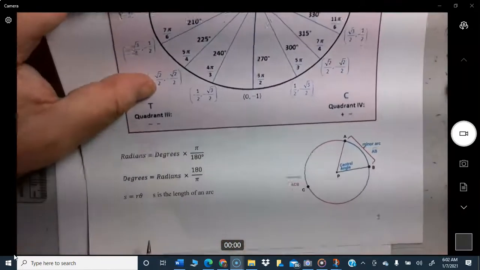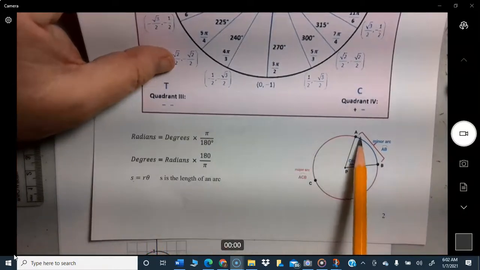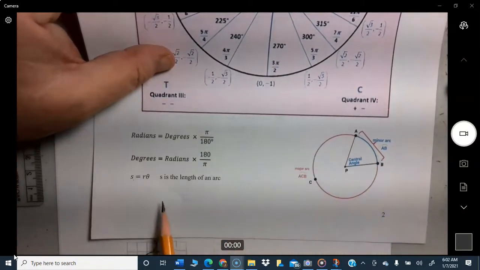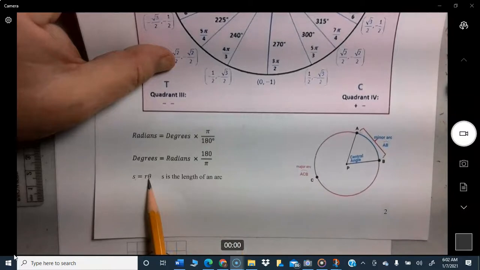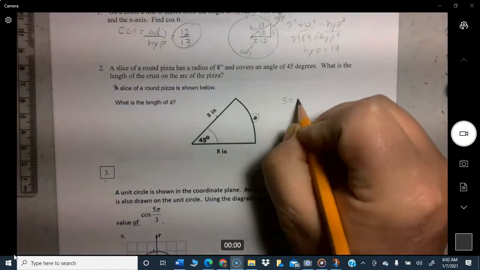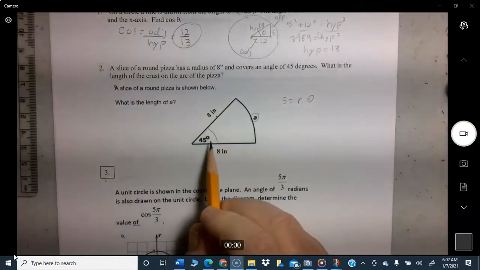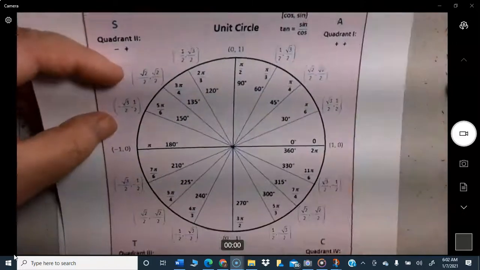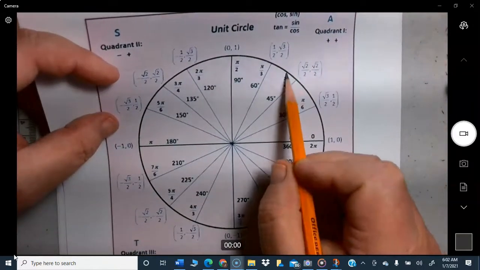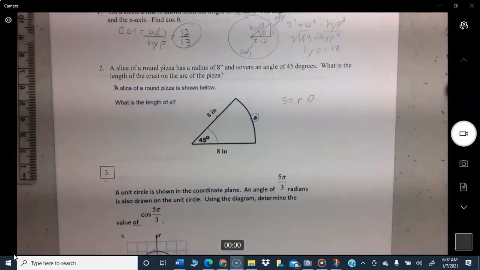So we have a formula on your sheet, S, that's the arc. What they're asking for is the radius times theta. Okay, so we'll write that formula down. So we have the radius. That's theta, the angle, but it has to be in radians. So we have to come over here and look at 45 degrees, and we see 45 degrees is pi over 4 radians, or you can actually do the conversion.